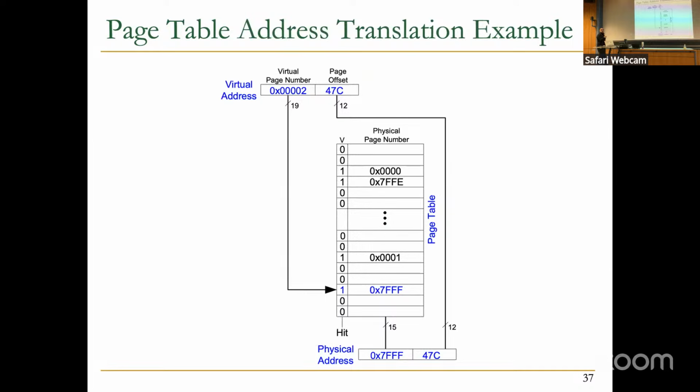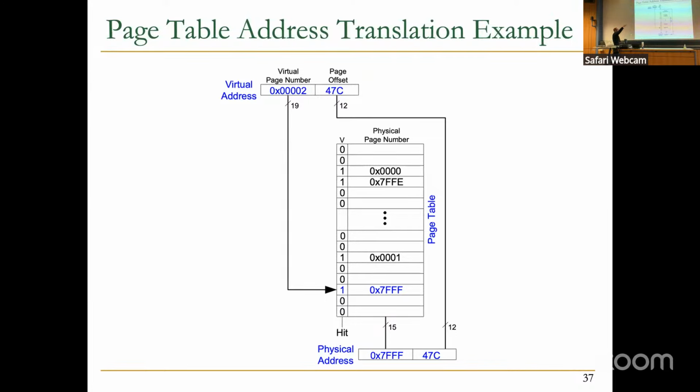Let's see an actual example of how you would translate. You take this virtual address, right? You have 0x0002. This is your virtual page number. Again, the page offset, we don't need to translate it. So for sure, the physical address at the end will have 47C as the page offset. This we don't need to translate. So we provide the virtual page number as an index to the page table, the way you would basically access an array, right?